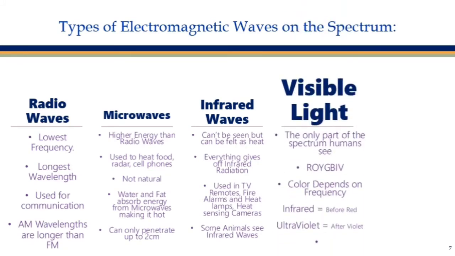Visible light. This is the one we can see. ROY G BIV. That is the spectrum of visible light: red, orange, yellow, green, blue, and then ends up with violet. Color depends on frequency. Now we covered infrared, which is before red, and then ultraviolet is after violet.